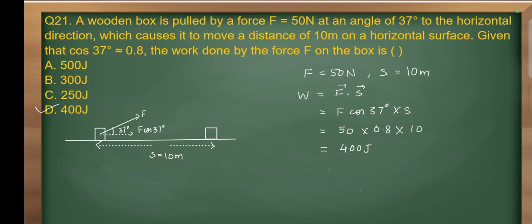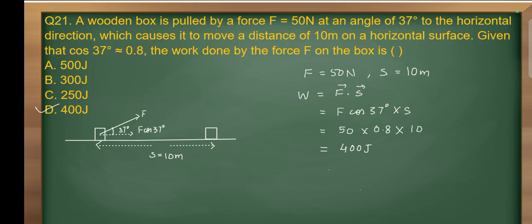Question number 21. A wooden box is pulled by a force F equal to 50 Newton at an angle of 37 degree to the horizontal direction, which causes it to move a distance of 10 meter on a horizontal surface, given that cos 37 is equal to 0.8. The work done by the force F on the object. Here, force is given as 50 Newton and S, that is displacement, is equal to 10 meter.